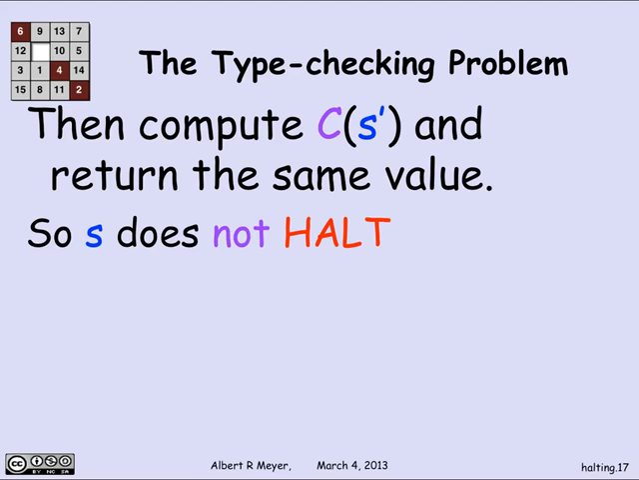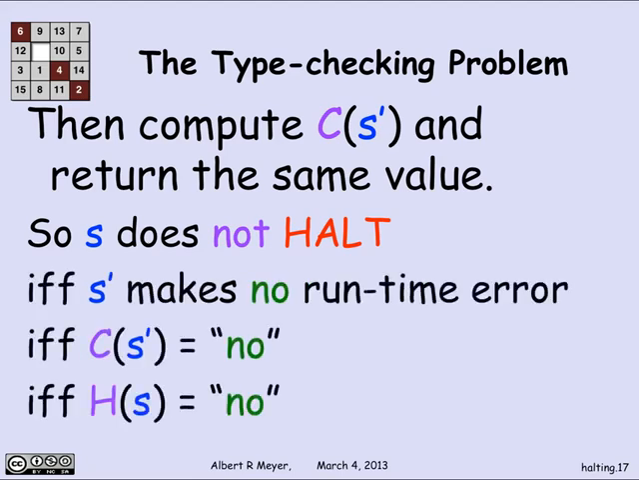On the other hand, if S does not halt, that means that something else goes wrong with S. It's not going to successfully return. Then S prime, when it's simulating S, is never going to make a runtime type error, because that's the way S prime goes. Whenever it detects that there would be about to be a runtime type error, it skips it. So S prime is likely to keep running forever because it's simulating this program S that doesn't halt, but it won't make a type error. And that means that C of S prime is going to say no, no type error, and H of S is going to say no. And that means that when S does not halt, H of S properly says no.